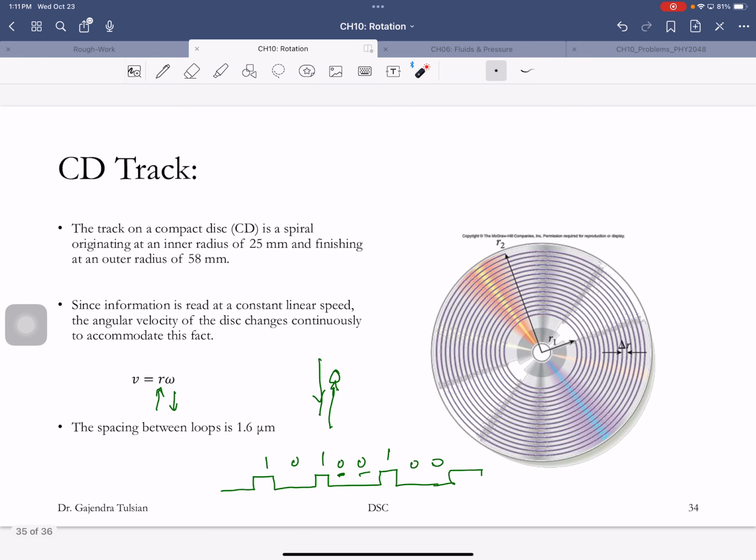Now, a laser is pointing there. An electromagnetic wave has a wavelength. So the shortest bump you can read is roughly the size of the wavelength. If you want to pack more and more data into this thing, you have to make the size of the bump smaller. To do that, you have to use a laser whose wavelength is shorter. And blue laser has a shorter wavelength than red laser.